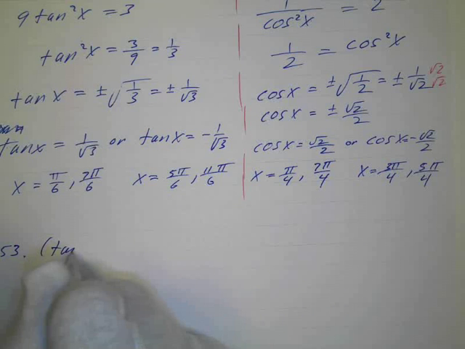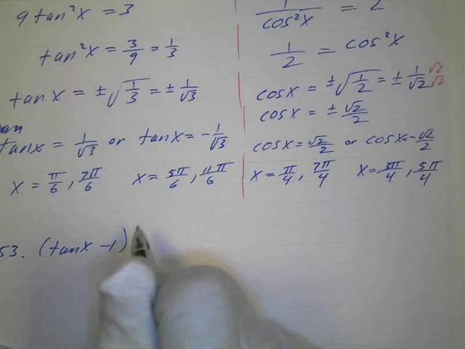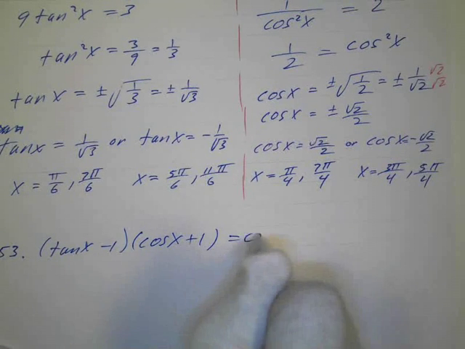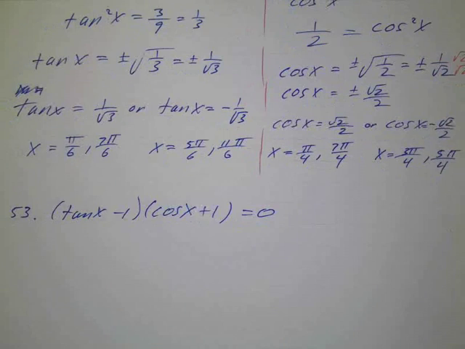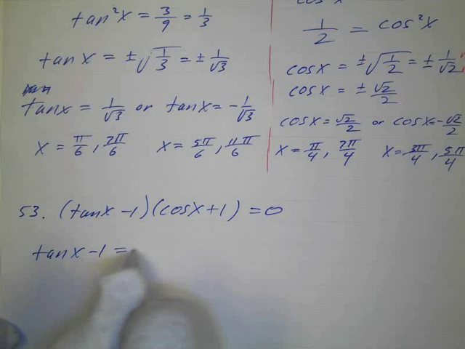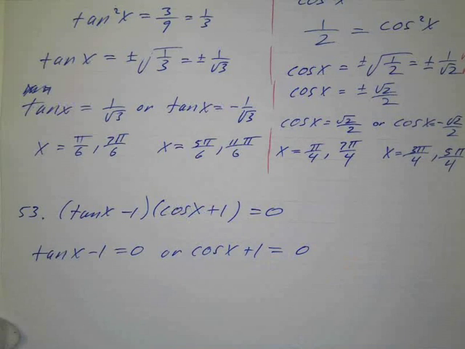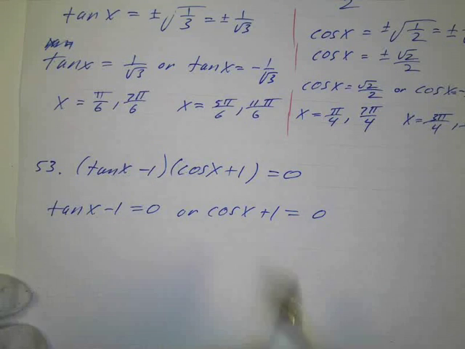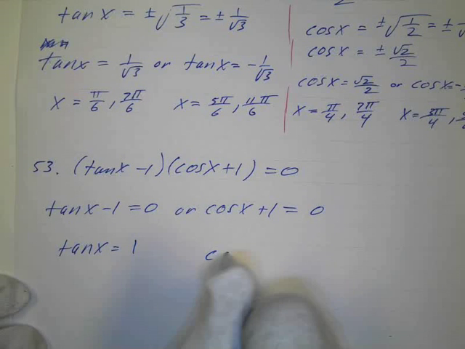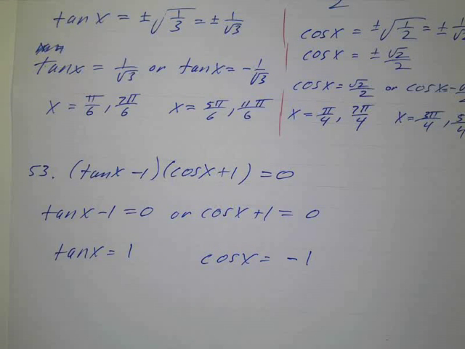So we've got the tangent of x minus 1 times the cosine of x plus 1 equals 0. So we can just set each factor equal to 0. The tangent of x minus 1 equals 0, or the cosine of x plus 1 equals 0. So we've got those two possibilities. And here if I add 1, I get the tangent of x equals 1, or the cosine of x equals negative 1.